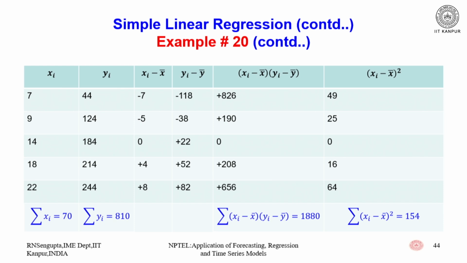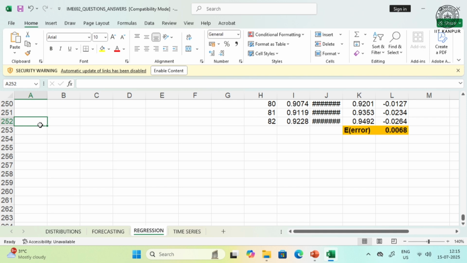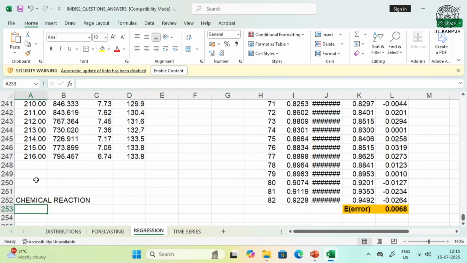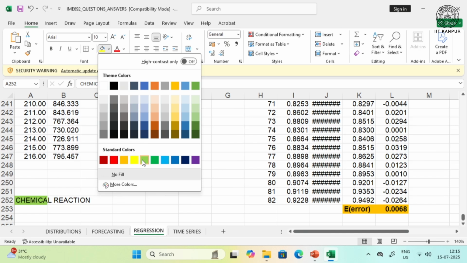Even though it is shown here, let me go back and solve the problem. I will discard this, copy these values, and open the Excel sheet. This is the chemical reaction problem, and as we are following the scheme, I will mark it with blue, just wait.